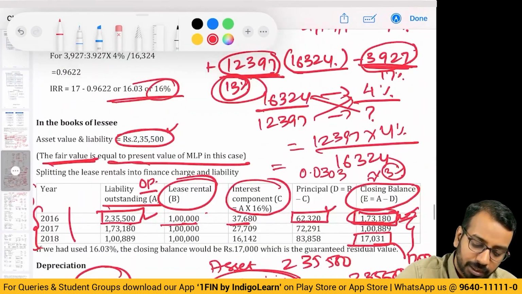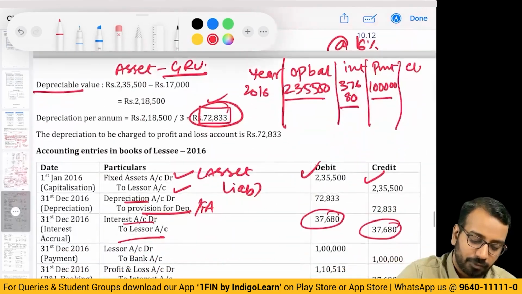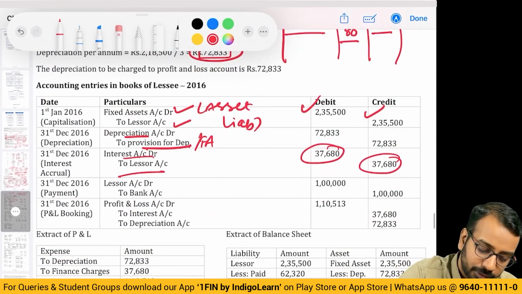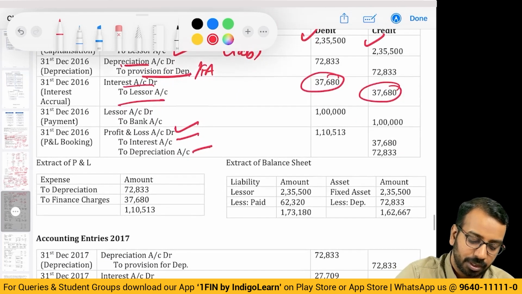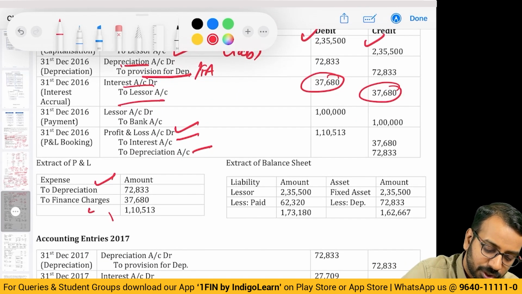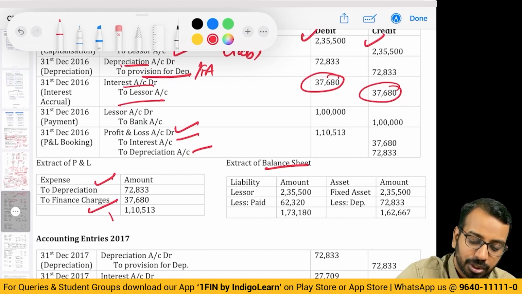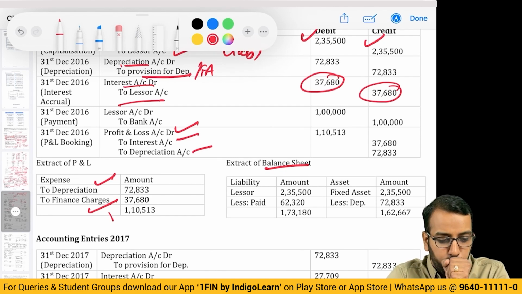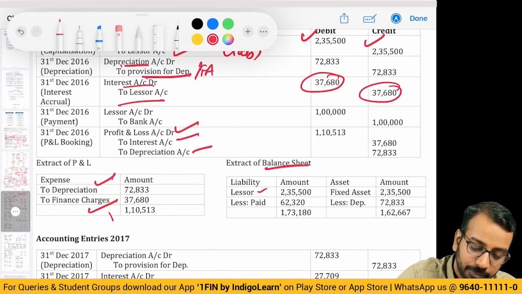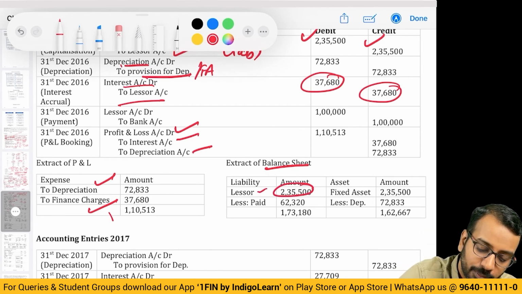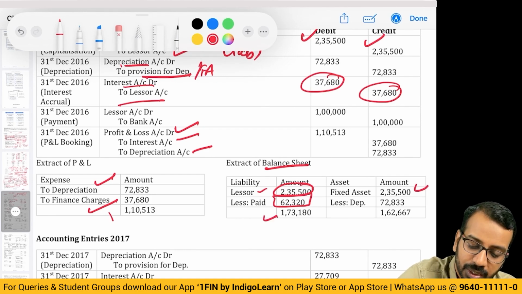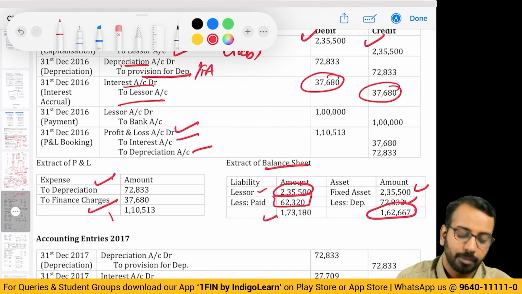Then for the second year, 27709, third year, 16142. And these numbers will be transferred to P&L to interest and depreciation. In the P&L, you will have depreciation and finance charges. In the balance sheet, you have the lessor, opening balance minus whatever you have paid, closing balance, fixed asset minus depreciation, closing balance.